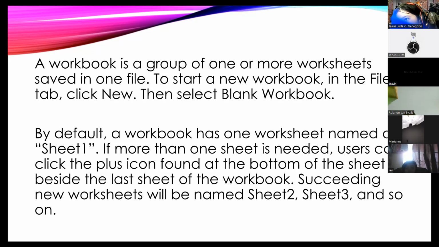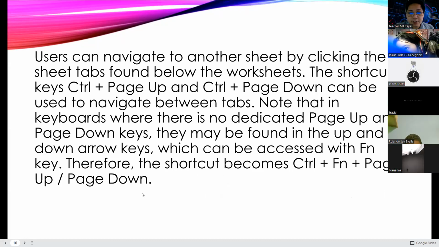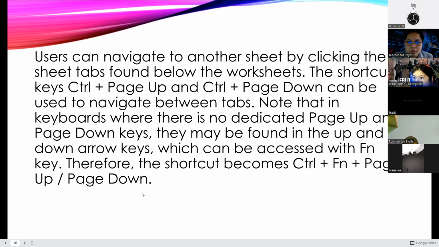Okay, let's continue. Users can navigate to another sheet by clicking on the sheet tab found below the worksheets. I am talking about this simply because you might use this also in your higher years. This is an important feature of worksheets or MS Office, and it can maximize your data gathered. The shortcut keys, Control plus Page Up and Control plus Page Down, can be used to navigate between tabs. This is to navigate tabs. For example, if you have multiple tabs or worksheets, you can navigate.